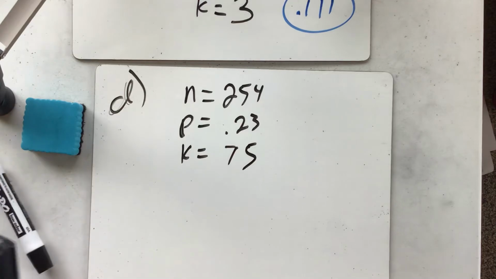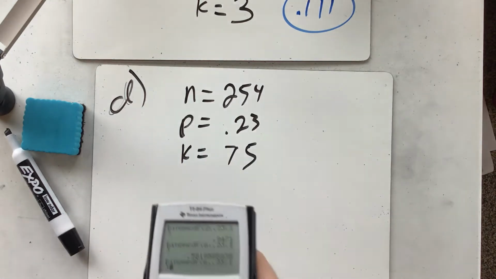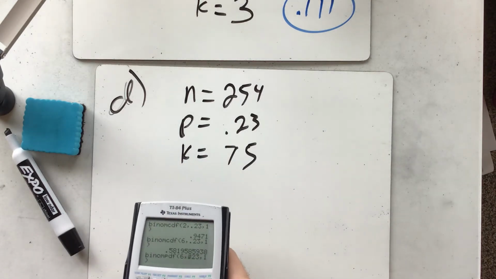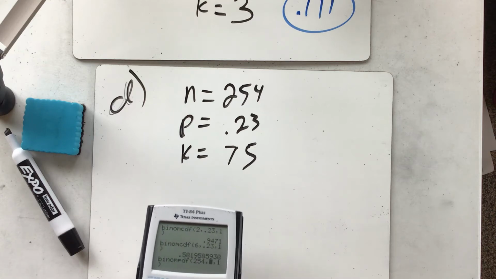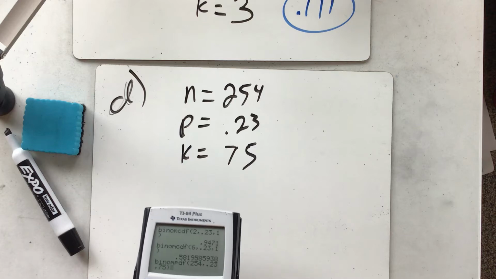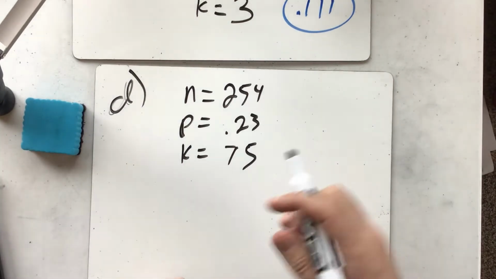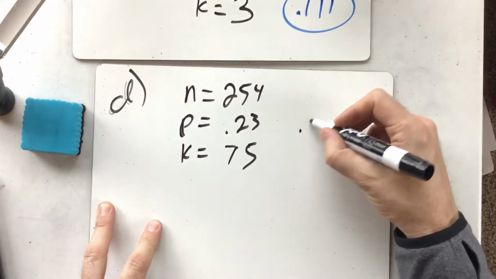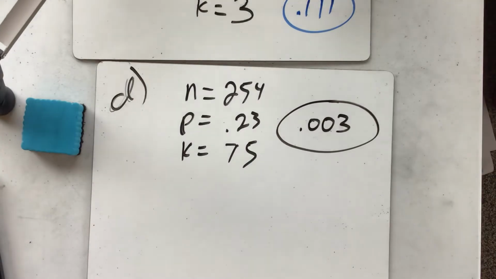So we come back to binomial PDF, and we put these numbers in. So you can see it here if you want. Good luck reading my screen. 254, 0.23, 75. And we'll hit enter. And this number is very, very small. This number is 0.003. So this means there's only a 0.3%.